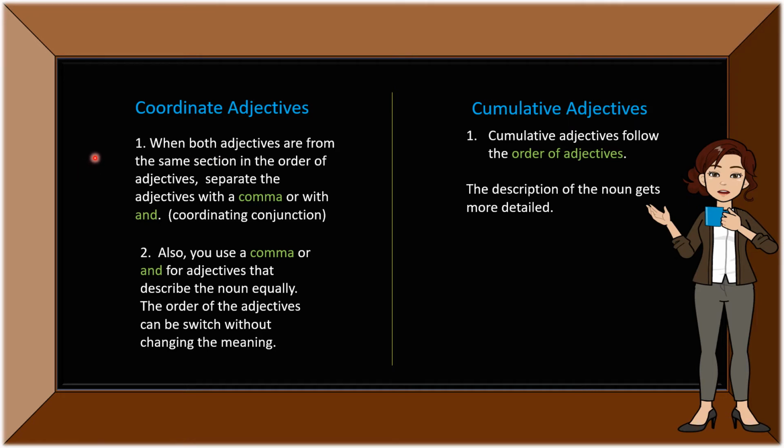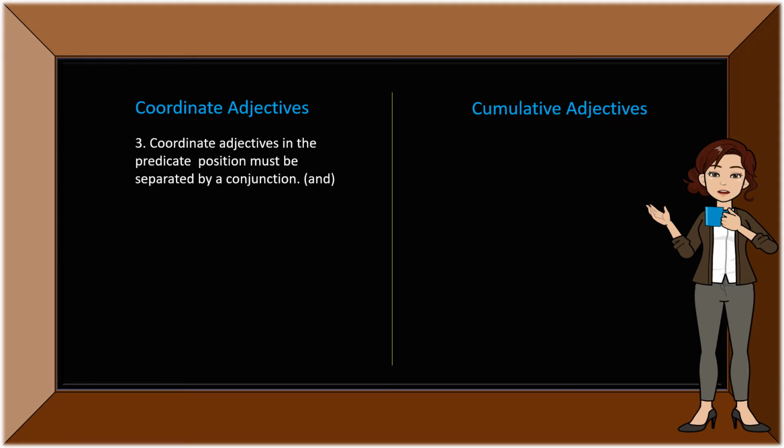Coordinate adjectives. When both adjectives are from the same section in the order of adjectives, separate the adjectives with a comma or with and. And this is only in the attributive position. We'll talk a little bit about the predicate position. Also, you use a comma or and for adjectives that describe the noun equally. The order of adjectives can be switched without changing the meaning.